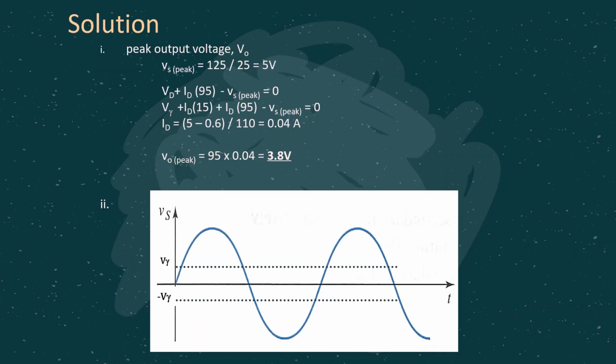So here is the solution. It's just the same thing that I mentioned just now. You can get the Id value from the KVL equation. Then later, remember V naught equals Id R, so you can simply get the V naught value.